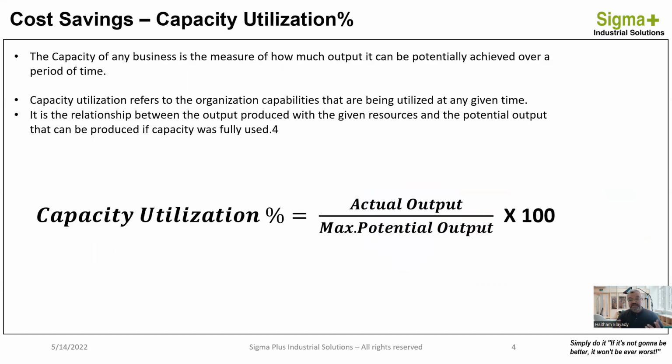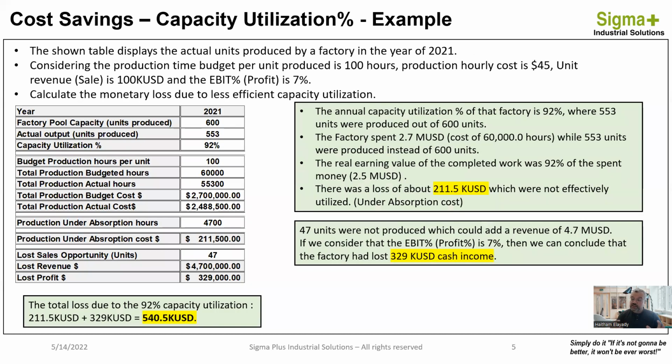Capacity is known to be the maximum potential output of any organization. And the capacity utilization is the ratio of the actual output out of the maximum potential output. This is a measurement of how efficiently we are managing our resources to get the maximum output of the organization. So let's take an example.